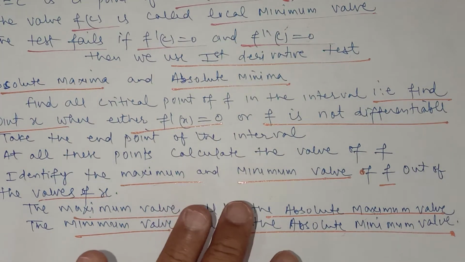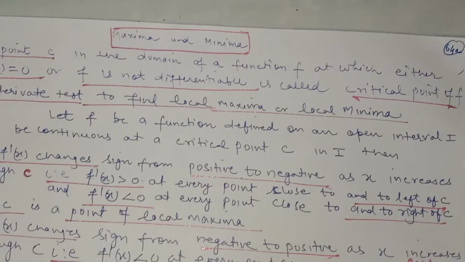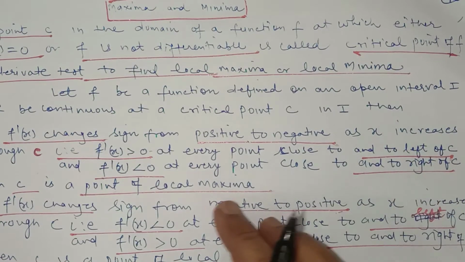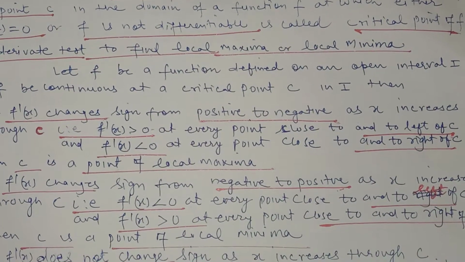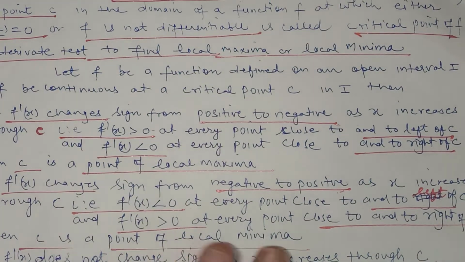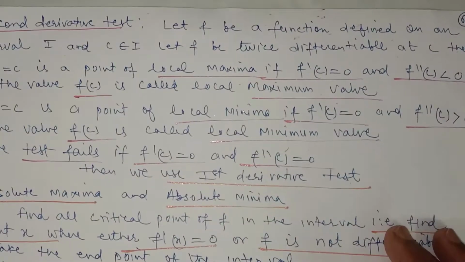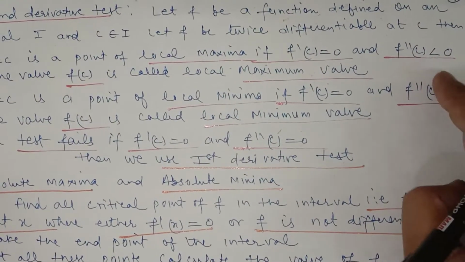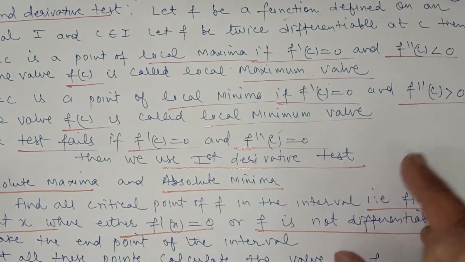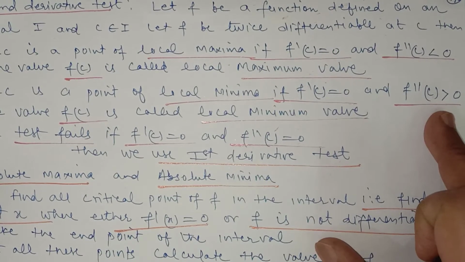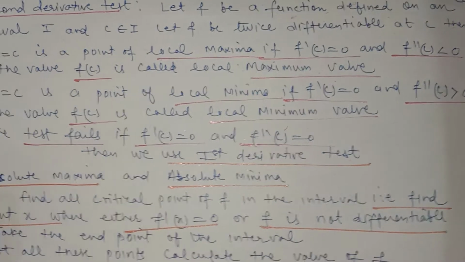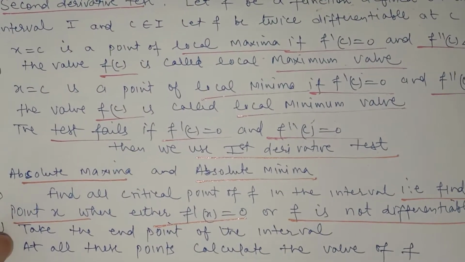The first derivative test, we have discussed that if the sign of the first derivative changes from positive to negative, then we have local maxima. If the sign of the first derivative changes from negative to positive, then we have local minima. And in the second derivative test, if the second derivative is negative, then we have local maxima, and if the second derivative is positive, then we have local minima. This is the first derivative test and the second derivative test to find whether the given function has maxima or minima.